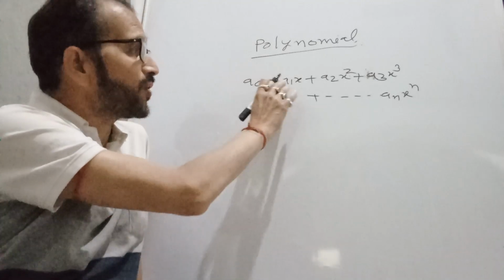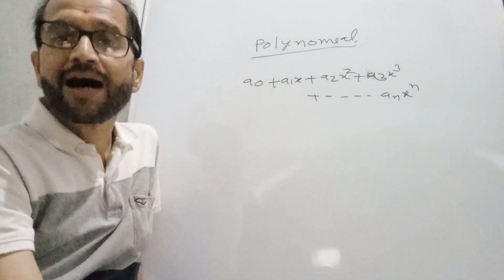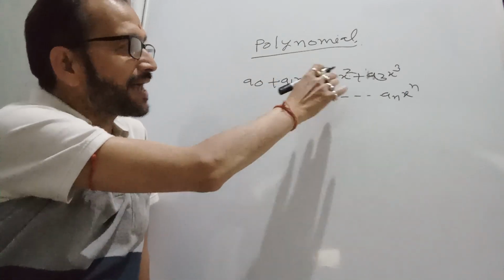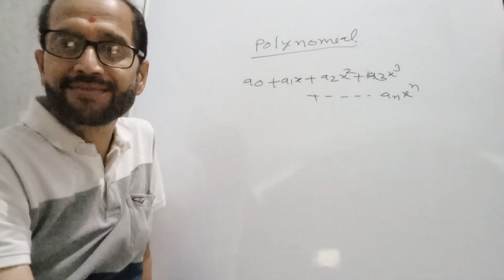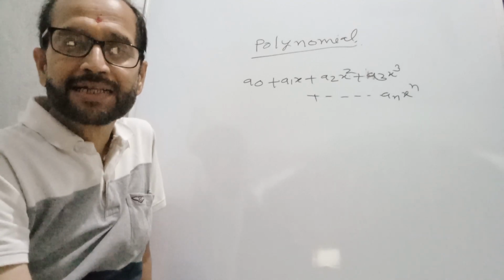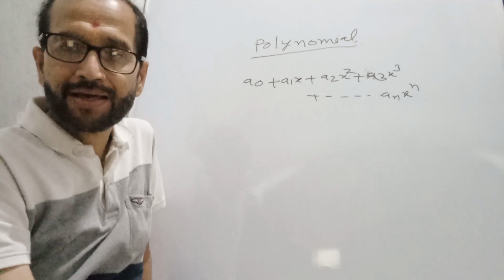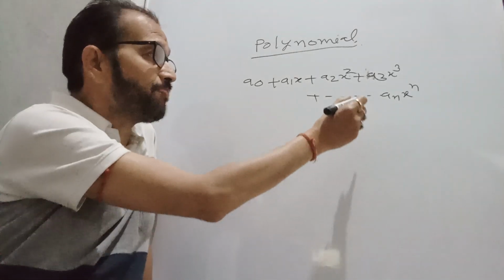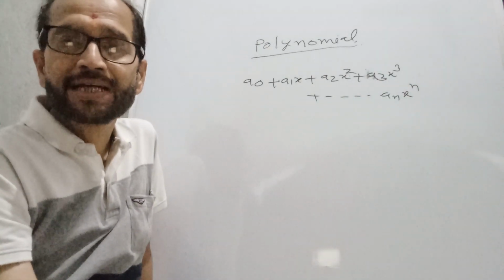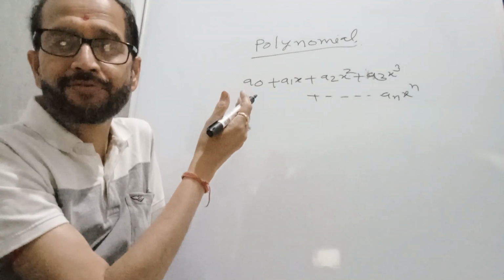where a0, a1, a2, a3 and so on up to an are real numbers, and x square, x cube, x to the n, I mean to say that x is a variable. It is an algebraic equation in the form of variable x. Here, the highest power of variable x is n. So, you can say that it is a polynomial of degree n.